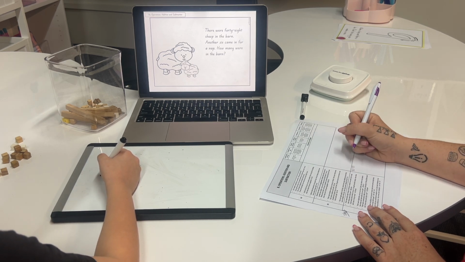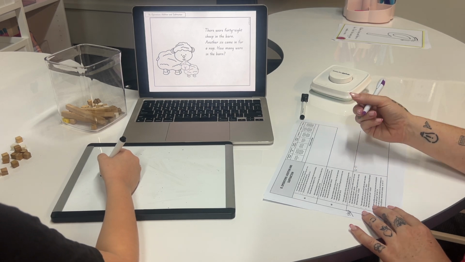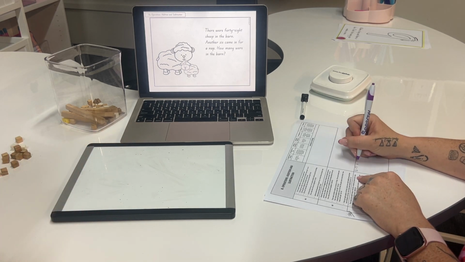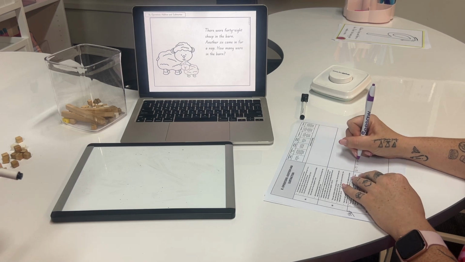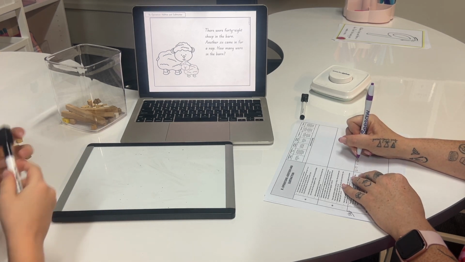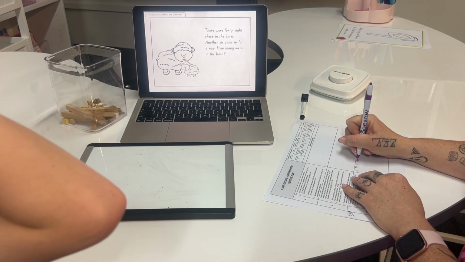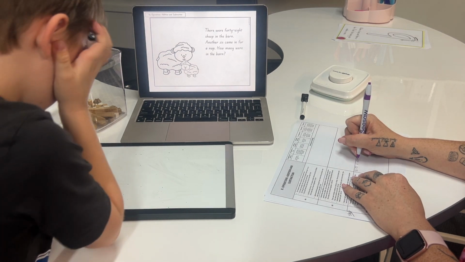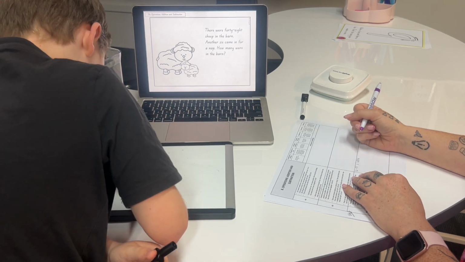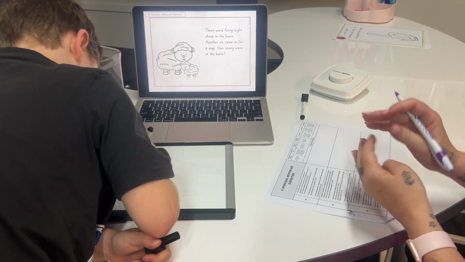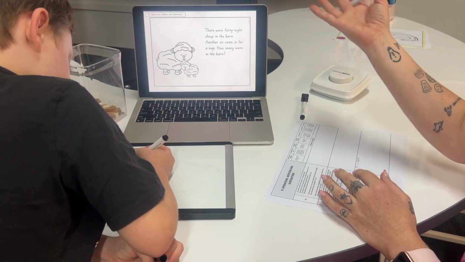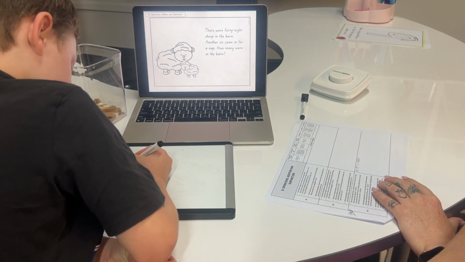I think it's 52. How'd you get 52? Because I plus. Wait, I don't think it's 52. I'm so confused. It's okay. Take your time. Yeah, totally fine. No pressure. 48 sheep in the barn. Another 6 came in for a nap.